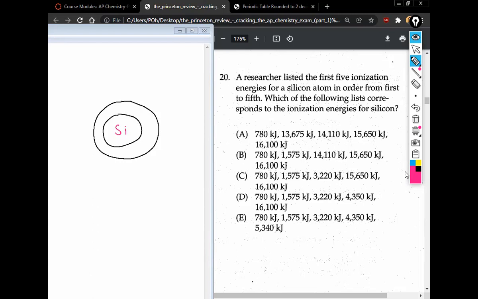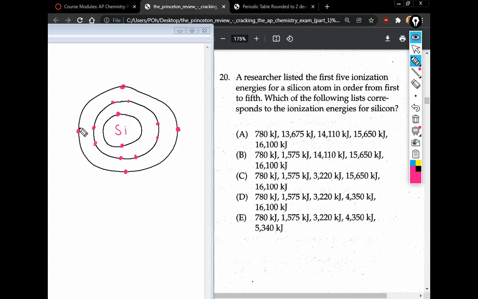All right, let's do this one, guys. So if we draw a picture of silicon, we know that silicon is going to have 3 shells, and how many electrons in the valence shell? 4, yeah, because it's in the 4th box in the 3rd row. Okay, so silicon is going to have 4 valence electrons.